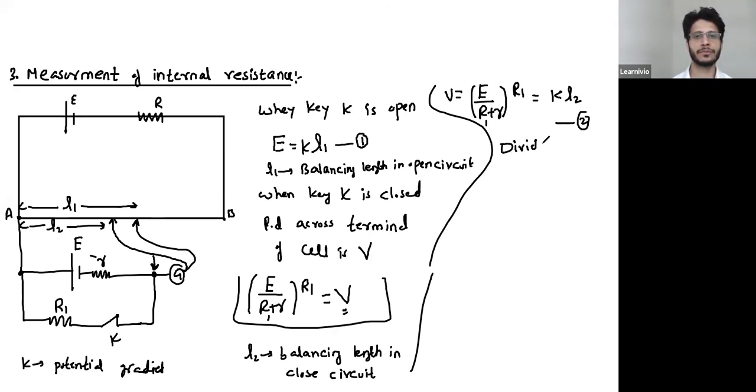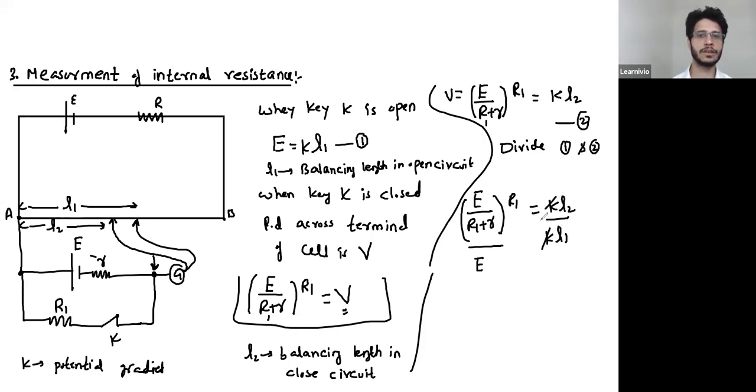If we divide 1 by 2, then you will get E by R1 plus r into R1, divided by E, is equal to K L2 by K L1. This E will cancel this E. We are left with just R1 by R1 plus small r is L2 by L1. That's my equation.